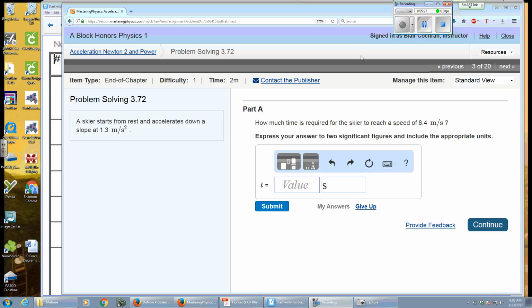All right, so on to number 3 here. Skier starts from rest. Oh, that means initial velocity is 0. It accelerates down the slope at 1.3 meters per second squared. How much time is required to reach the speed of 8.4 meters per second? Ah, this is identical to number 1, except easier. Cool.